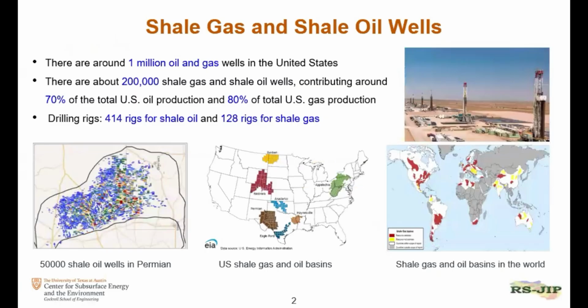So first, I want to give a background regarding the overall unconventional industry. Regarding the unconventional, we're mainly talking about shale gas and shale oil, tight oil reservoirs. In total, there are about 1 million oil and gas wells in the United States. This is including everything. However, there are only about 200,000 shale gas and tight oil wells.